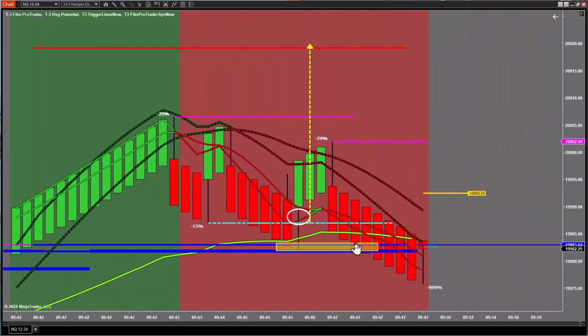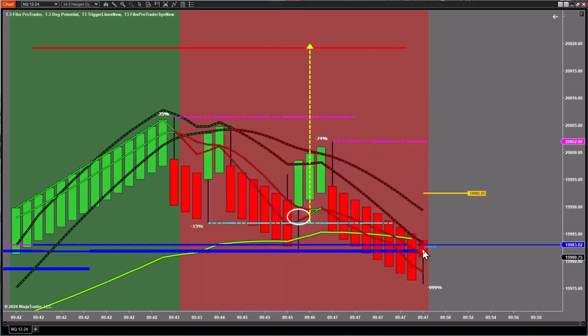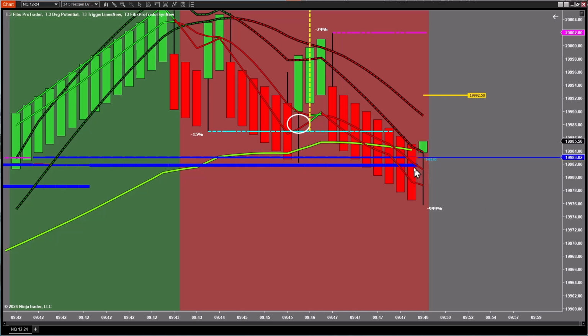So anyway, they wanted to come back down one more time and test the area. Now we're not going to go long with any type of strong triggers to the downside. Let me ask you a question. Are all the triggers past the fibs, yes or no? That's the first question you ask. Are they all past the fibs, yes or no? Not yet.